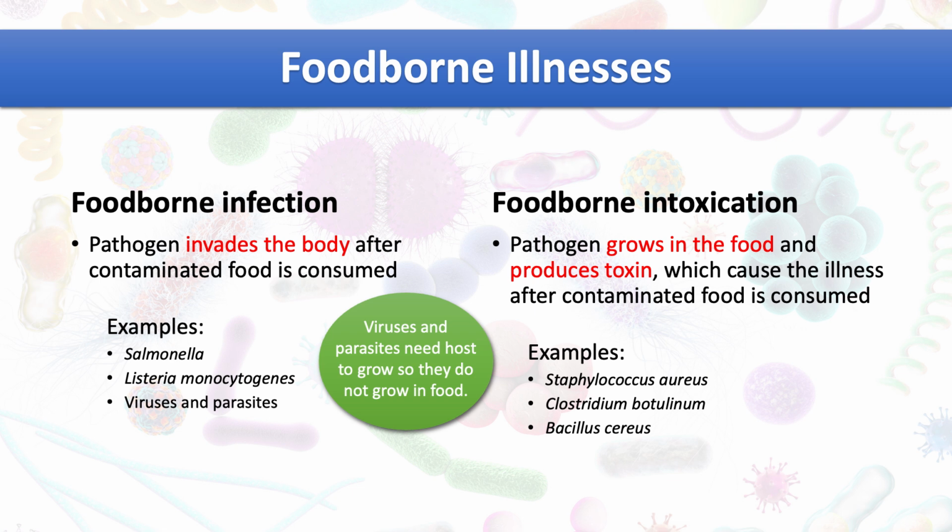Foodborne intoxication is usually associated with three bacteria: Staphylococcus aureus, Clostridium botulinum, and Bacillus cereus. Some Staphylococcus aureus strains produce enterotoxin. Clostridium botulinum produces botulinum toxin, which is a neurotoxin, and some Bacillus cereus strains produce cereulide, which is an emetic toxin and causes vomiting.